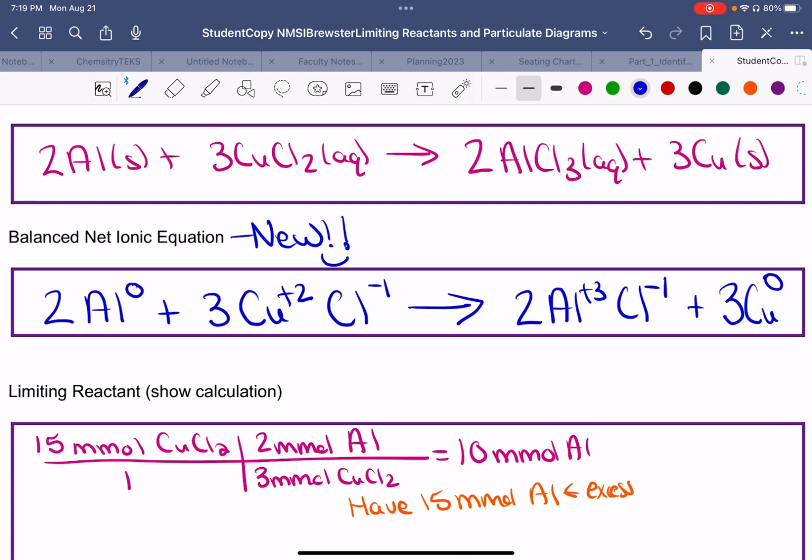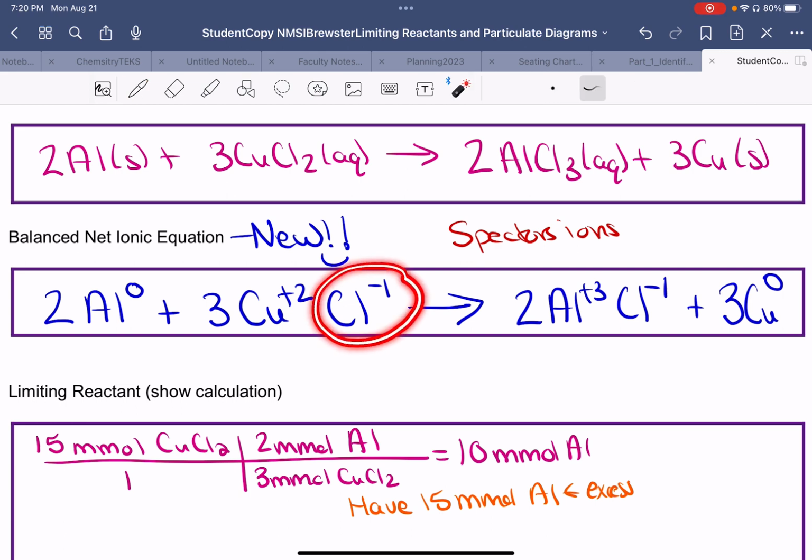So we basically have to figure out who our spectator ions are. Spectators are the ones that stay the same. If I look, I should notice that this chlorine here and this chlorine here stay the same. There's no change. But the copper and aluminum have changed. So what I'm going to do is say bye to the spectators. My net equation is simply 2Al plus 3Cu2+ yields 2Al3+ plus 3Cu. Okay?